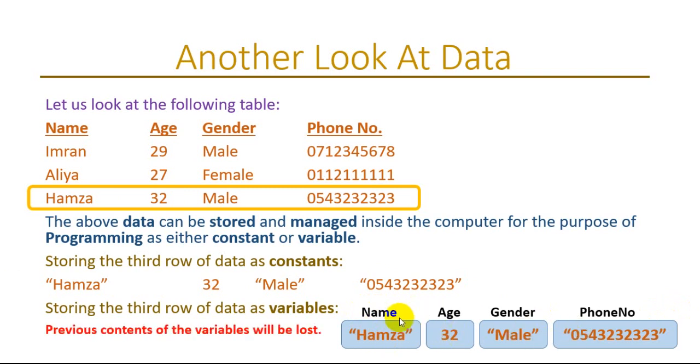Here these are the names of the variables. These are the actual values inside the variables. Also remember, the moment we put this set of data in the name, age, gender, phone number variables, all the previous ones we stored are lost. So currently we have Hamza, 32, male, and this. Can we get the previous one? No, it's lost, gone. One variable can store only one value at a time. If you put Imran back onto this, again Hamza will be lost and this will become Imran. That's how variables behave.